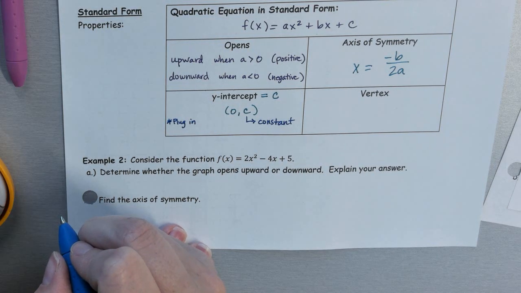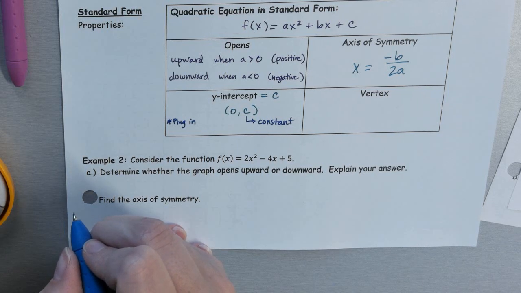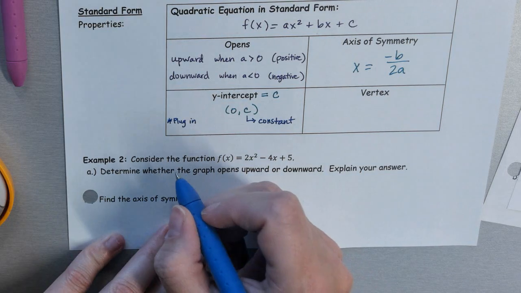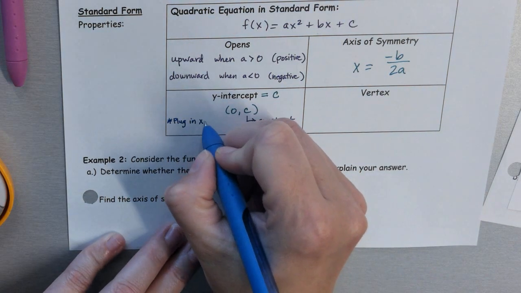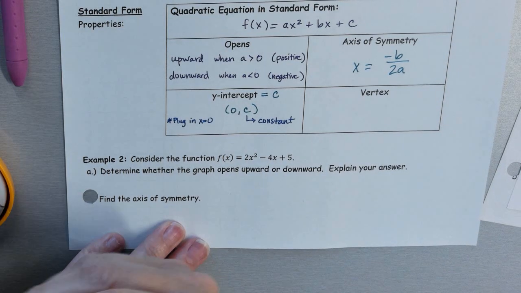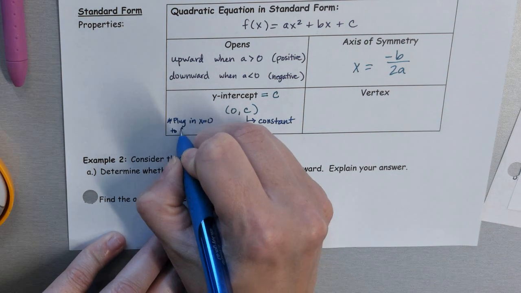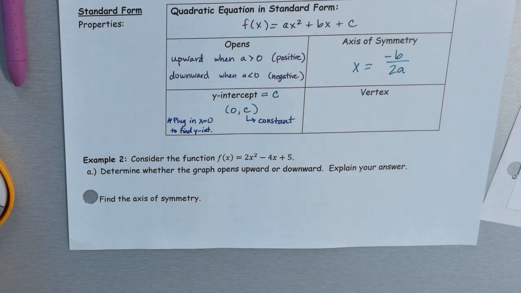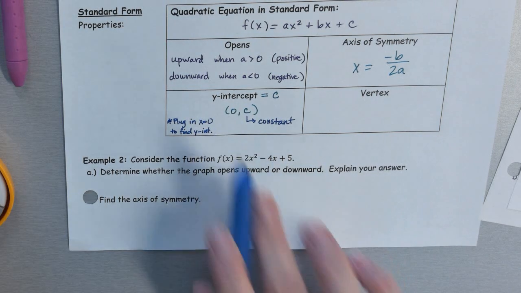How could we find the y-intercept? Plug in x. Plug in for when? What would we plug in for x? What would x equal? 0. Yeah? Okay, so you're going to plug in x equals 0 to find the y-intercept. Okay, so you can always do that because x is going to be 0.